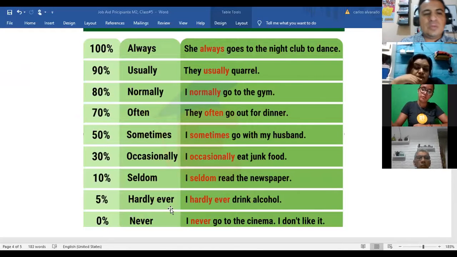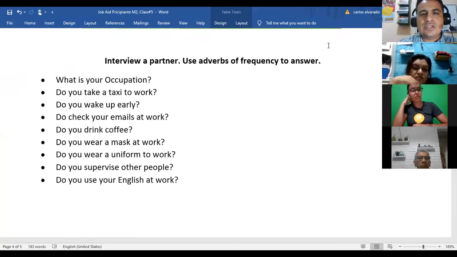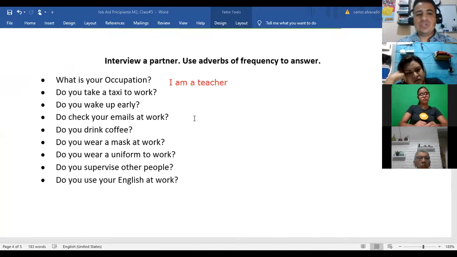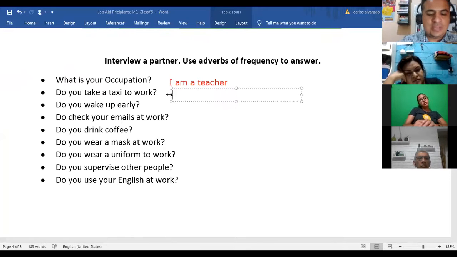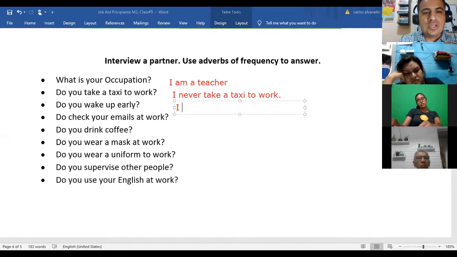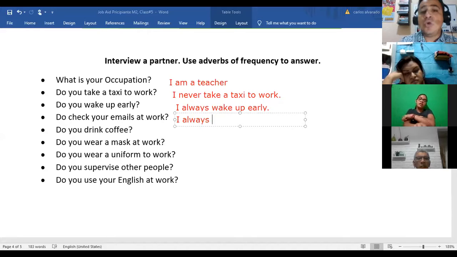Entonces, veamos ese tema. ¿Cómo lo podemos aplicar? Hablando de rutinas de su trabajo. First of all, what is your occupation, right? Podemos venir aquí y decir, I'm a teacher. Do you take a taxi to work? Now, yo nunca he tomado un taxi. So I say, I never take a taxi to work. Okay. Probablemente usted sí, ¿verdad? So you can say, sometimes, usually. Do you wake up early? I always wake up early, right? Tal vez usted madruga. I always wake up early. Do you check your emails at work? Always. I always check my emails at work.